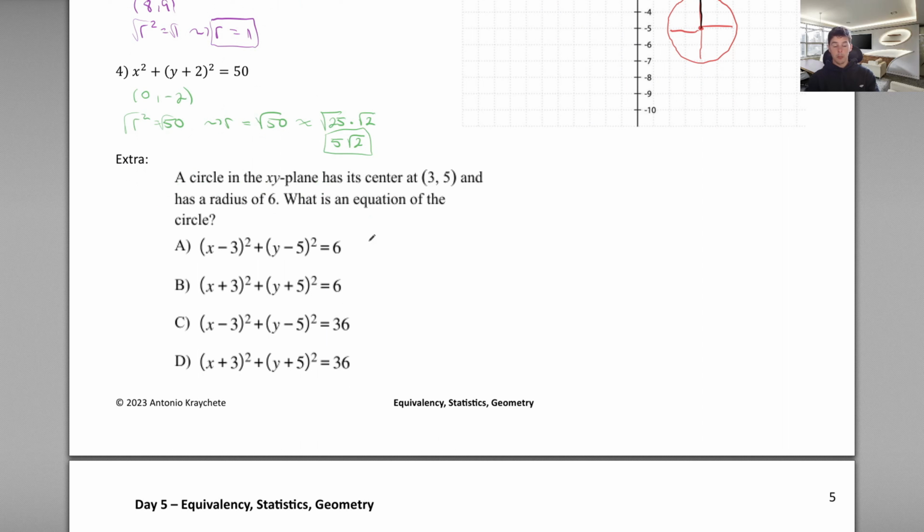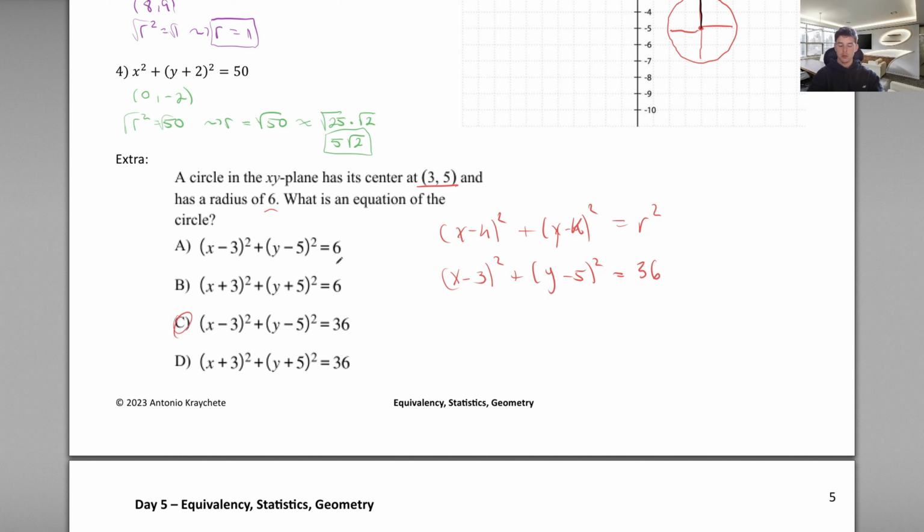Let's do a problem from a previous test. A circle in the xy plane has its center at 3, 5 and has a radius of 6. What's an equation of the circle? So we know it's going to follow the pattern: x minus h squared plus y minus k squared equals r squared. So x minus 3 squared plus y minus 5 squared equals 36, which is 6 squared.